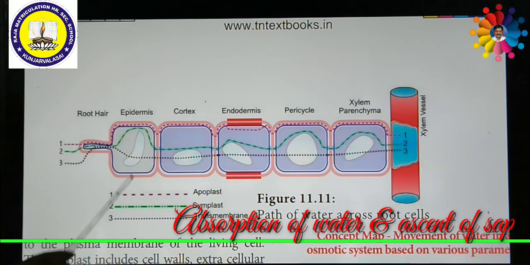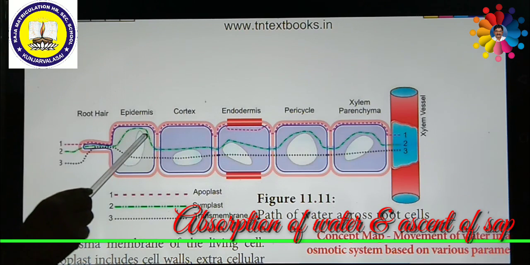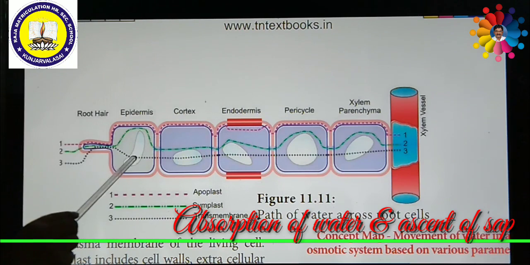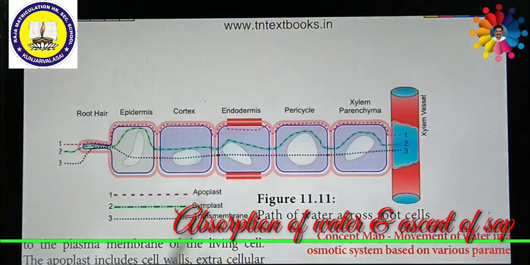any membrane-bound organelle. But the third method of transport of material or water takes place through the membrane. So it is called transmembrane. So these are transported through the membrane, like the tonoplast. Tonoplast is a membrane around the vacuole. So it passes through the vacuole, and finally it reaches the xylem.